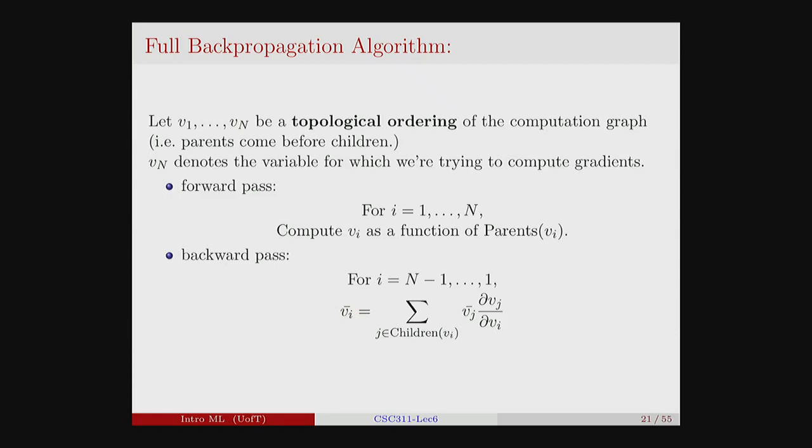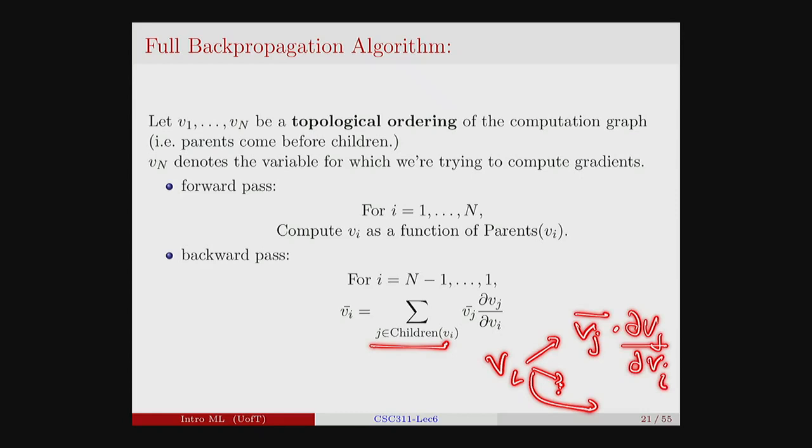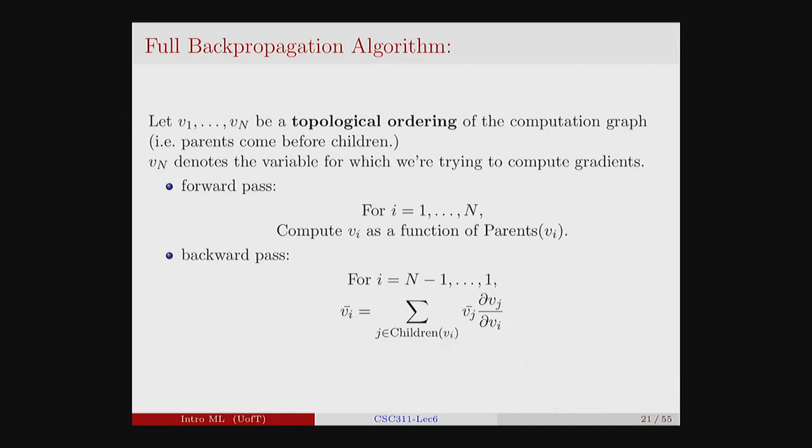You would write down vi bar is equal to a summation over the children of vi. So if vi is some node and it has several children, for each child you would need vj bar, and you would multiply that by dvj by dvi, as an application of the multivariate chain rule. You would take the error signals of how f changes with the children, multiply that with how the children change as a function of the node in consideration, and add up all the products across all the children.